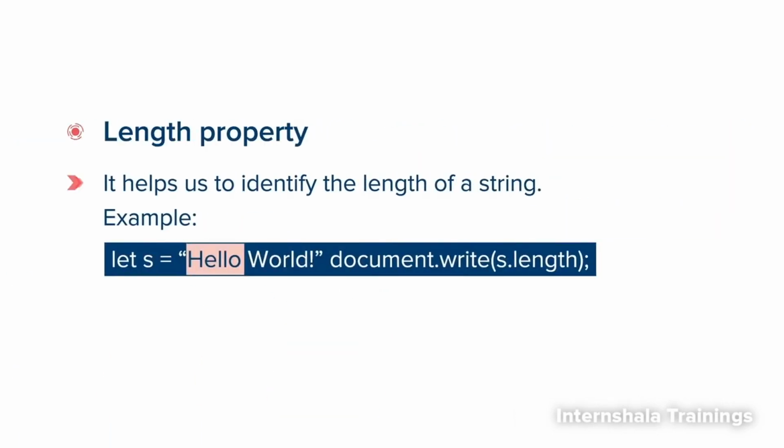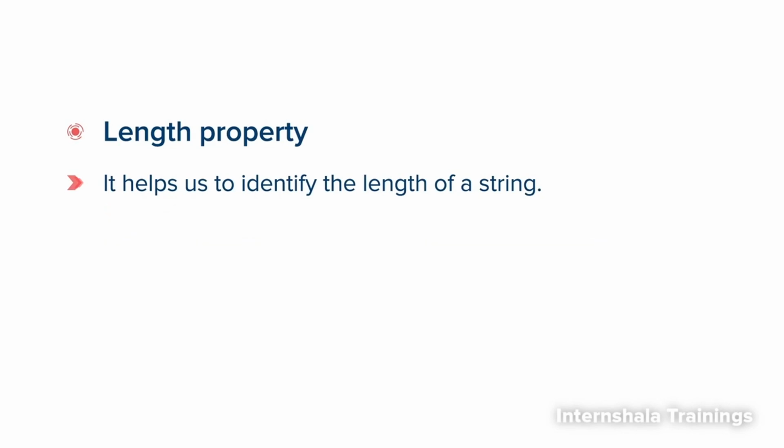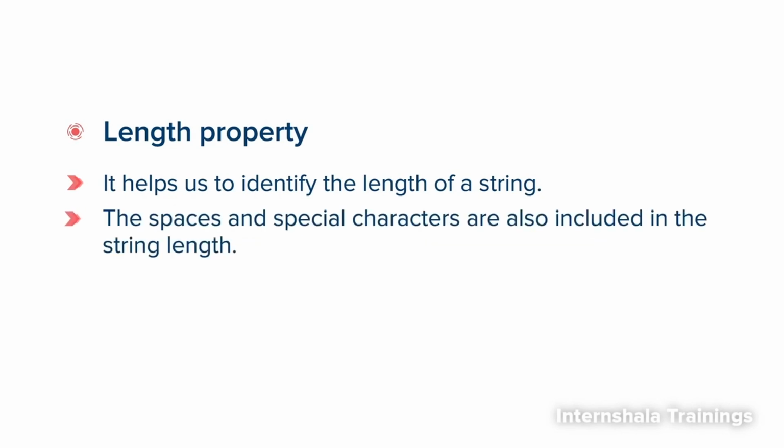The string hello takes a length of 5 and then a single space, which means 1 length, and then 5 length for world and 1 length for the exclamation mark. This makes the total length as 12. So when we want to calculate the length of a string, note that the spaces and the special symbols are also included in the string length.